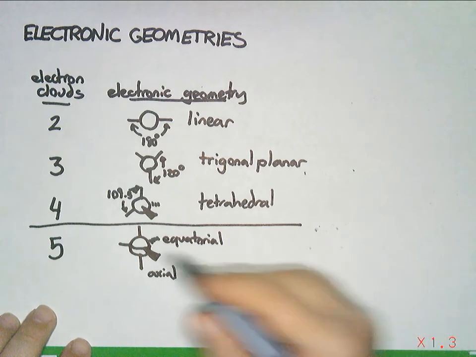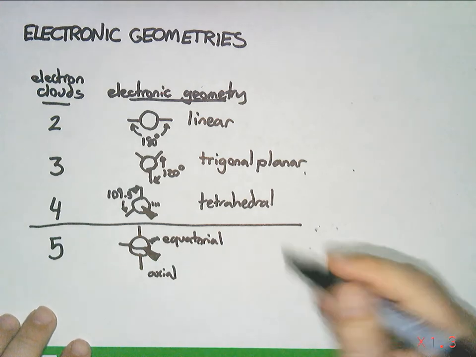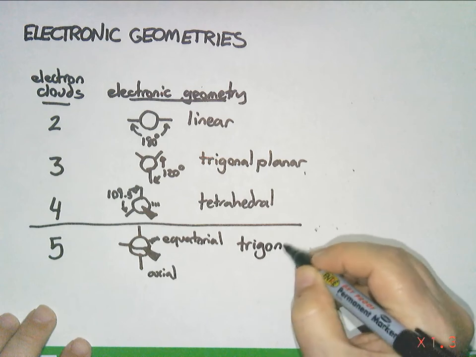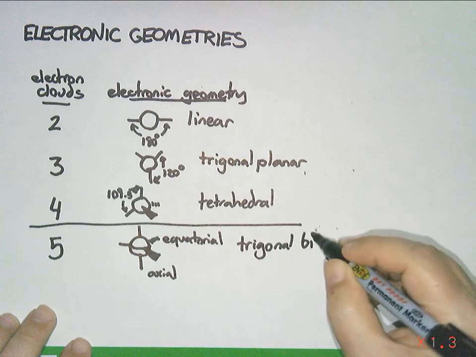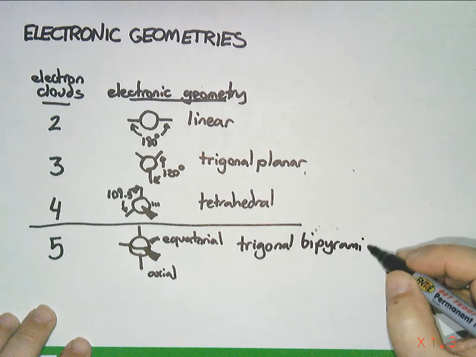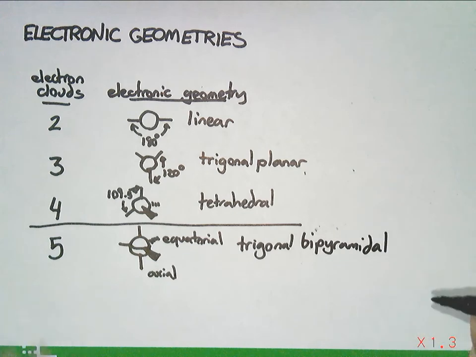And the name of this shape with 5 things around it is called a trigonal bipyramidal electronic geometry.